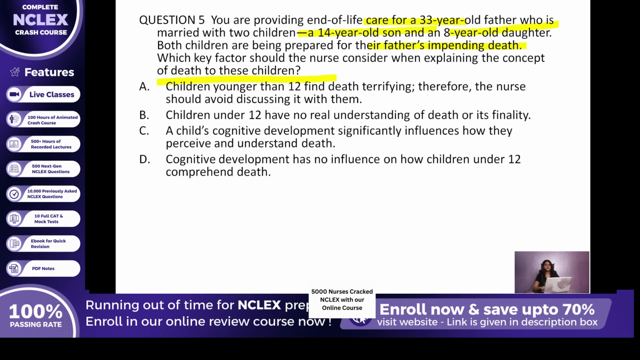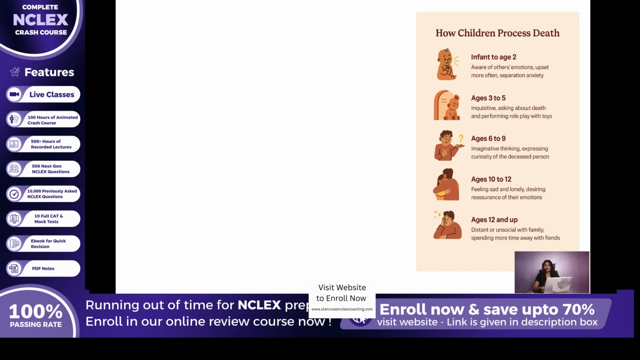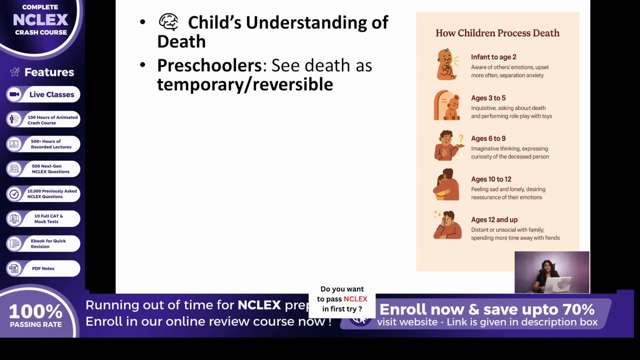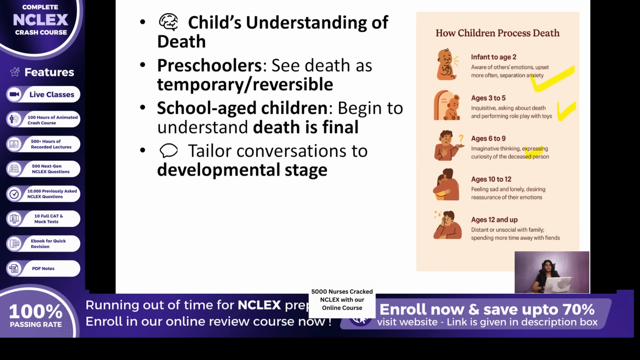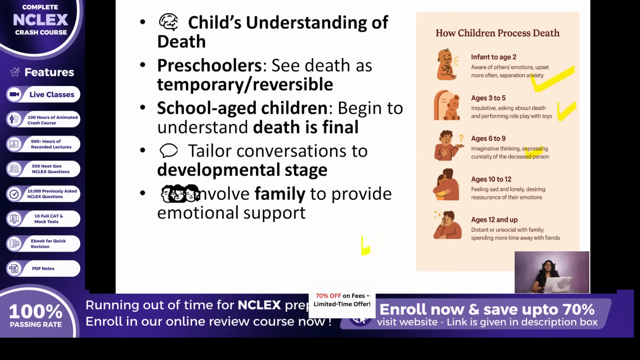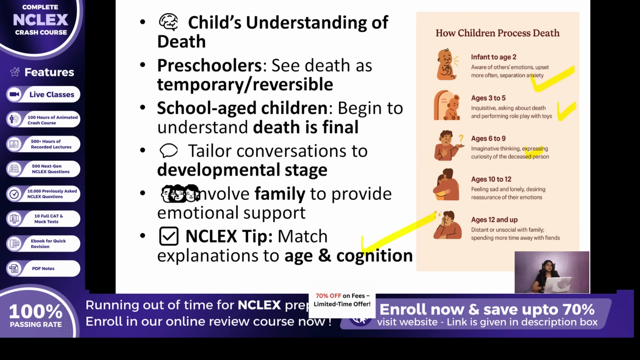The correct answer is option C. A child's cognitive development significantly influences how they perceive and understand death. A child's age and developmental stage shape how they view death. Preschoolers may see it as reversible, while school-aged children begin to grasp its finality. Tailoring conversations to each child's level of understanding is essential for emotional support. NCLEX tip: always match your explanation of death to the child's developmental level and involve the family in creating a supportive environment.